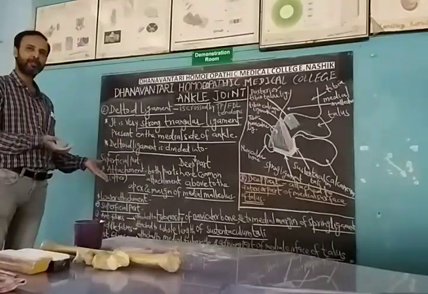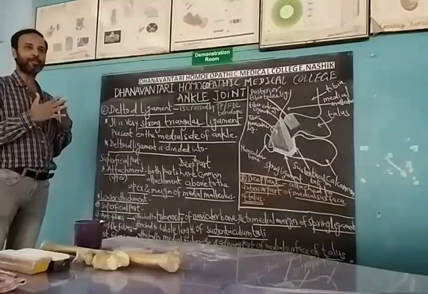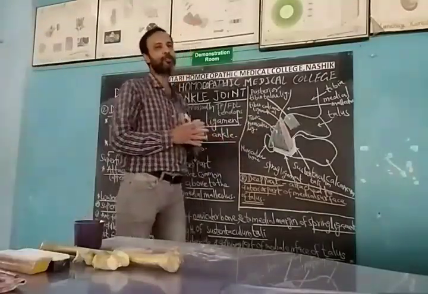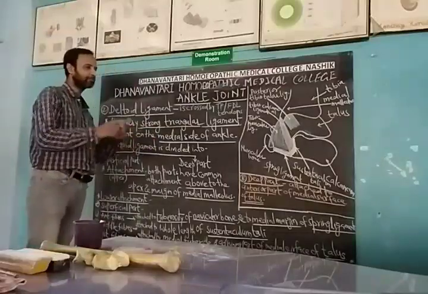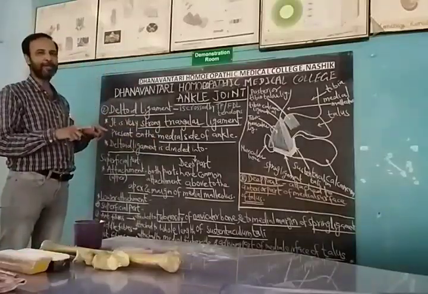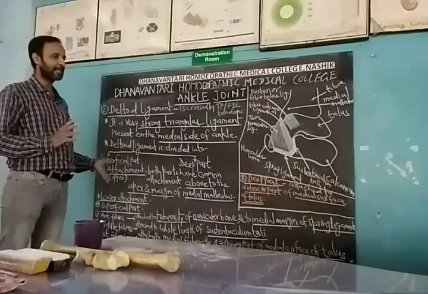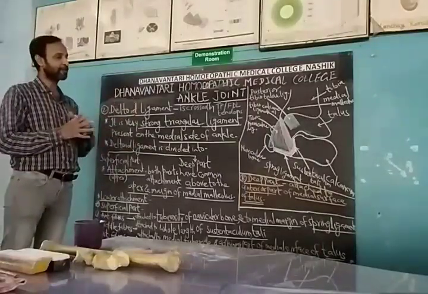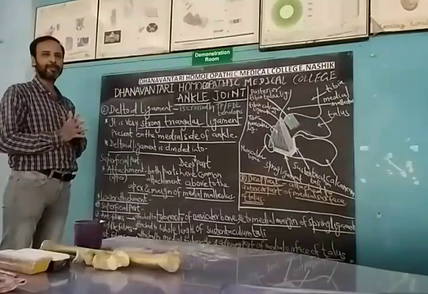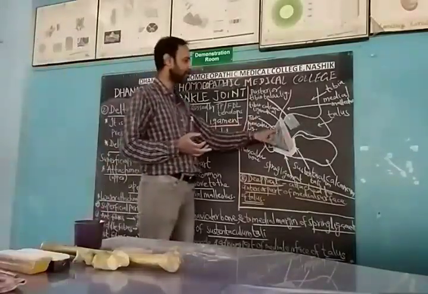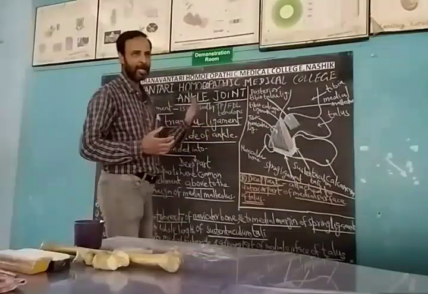Both superficial and deep parts have a common origin superiorly, at the apex and the margin of the medial malleolus of the tibia, and their lower attachments are separate. The superficial part is divided into three types of fibers: anterior, middle, and posterior fibers.